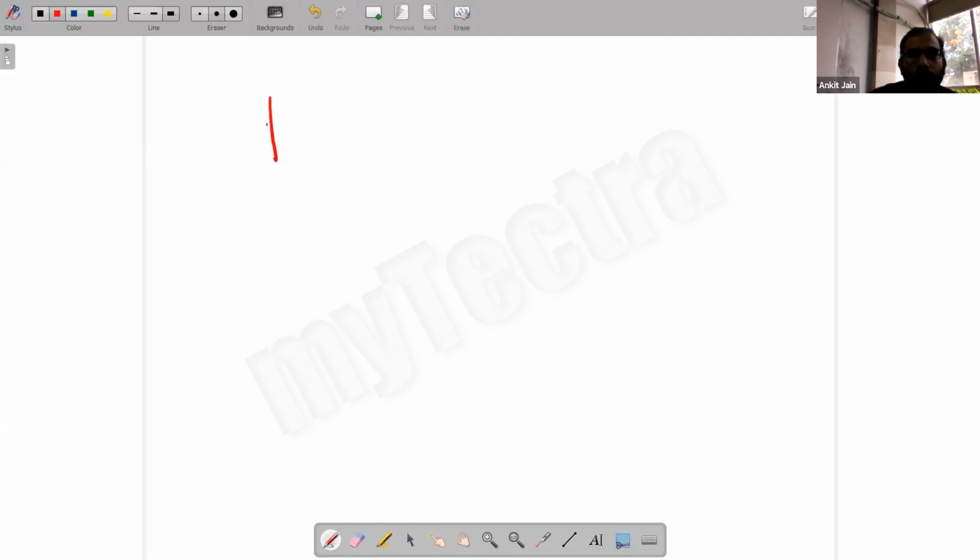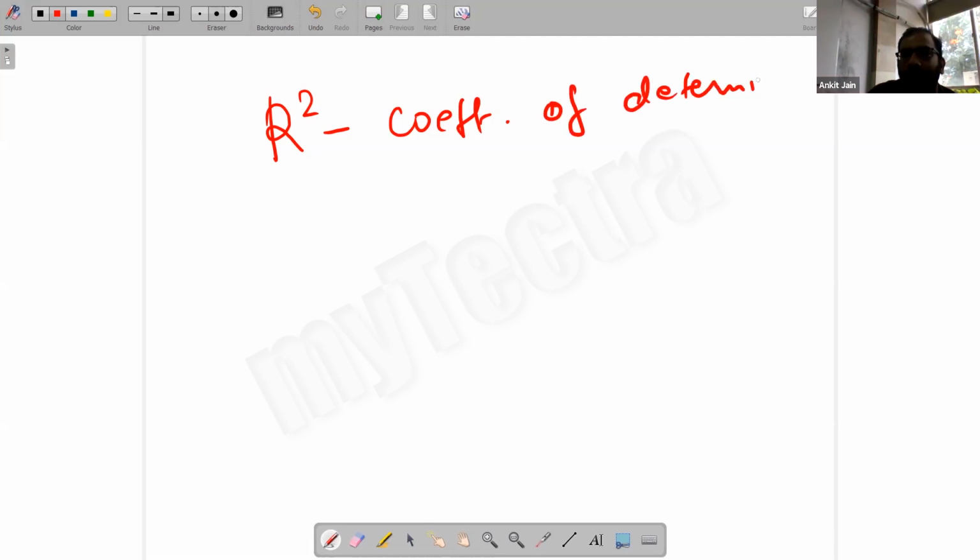So what are we going to talk about? R square value. It is also called what? Coefficient of determination. Why are we calculating it? What is the objective of calculating R square? How good our model is, or how good our model is with respect to mean. Very good. Okay. Right.